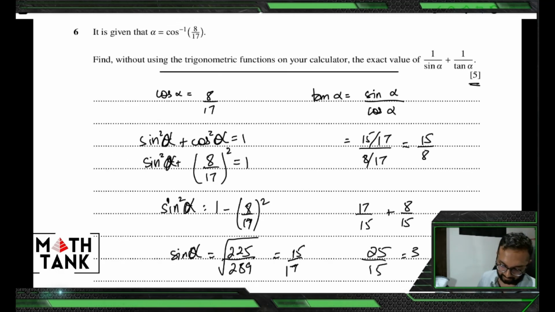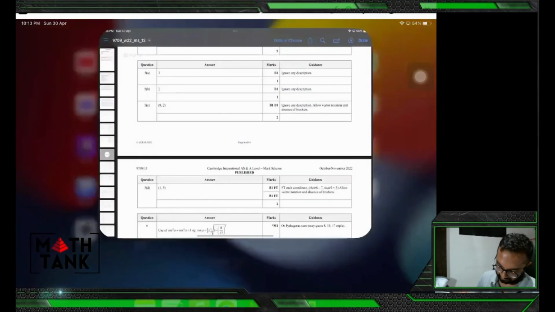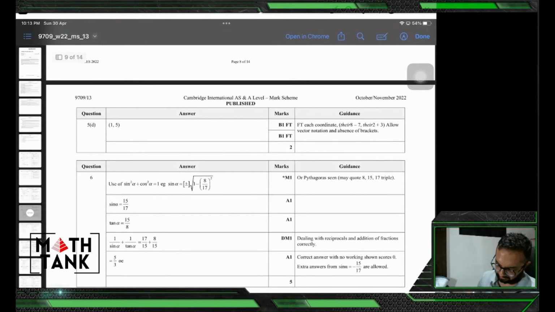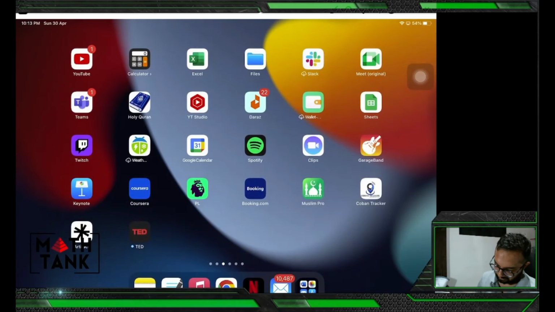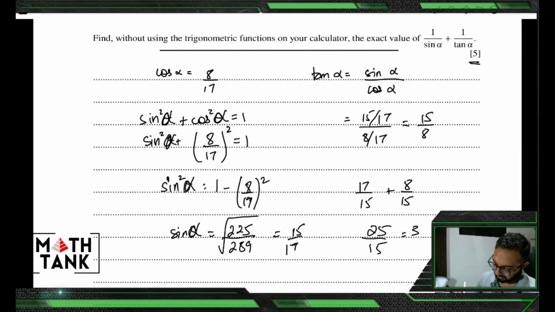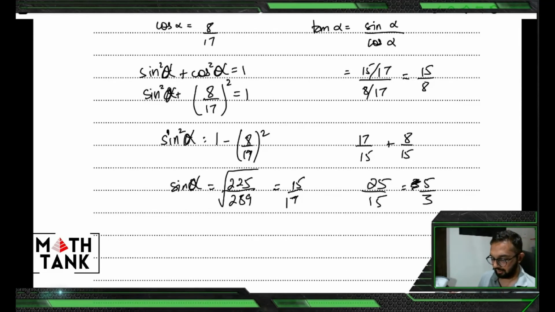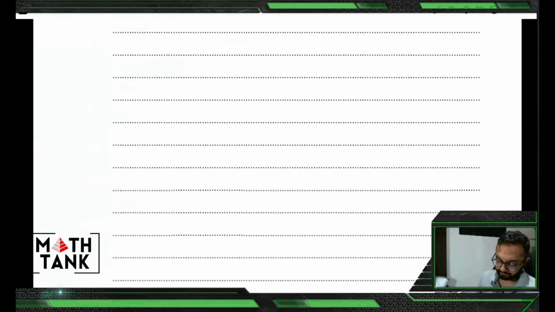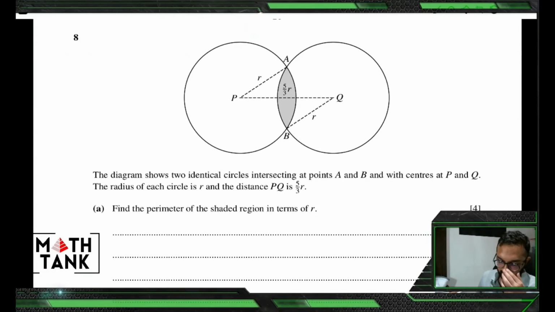Let's check if that's the right answer. Question 6. So I made an error somewhere. Oh, it was 5 over 3. I just made a simple calculation error at the end. 5 over 3. I don't know what I did. So moving on, that's another question that I want to do.